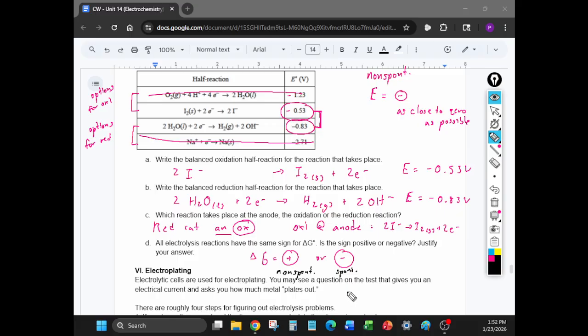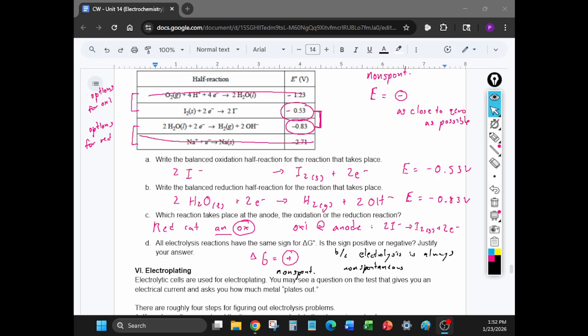So we know that electrolysis is always non-spontaneous, so our answer is going to be that delta G is always positive. And then you would say something along the lines of delta G is positive because electrolysis is always non-spontaneous or thermodynamically unfavorable. So that's the answer to part D.